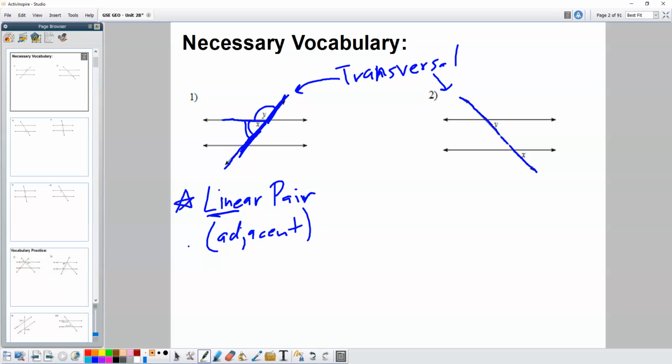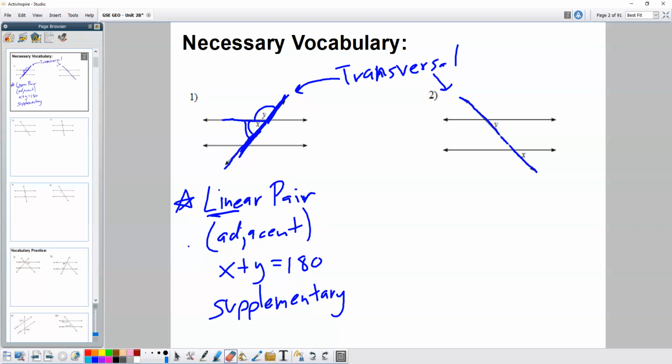A straight line is 180 degrees. So I could say this angle x up there plus the angle y is equal to 180 degrees. We also know that when two angles add together to give us 180 degrees, they're supplementary. Okay, so those angles are supplementary. They add to give us 180. Number two, so I'm going to erase this line right here.